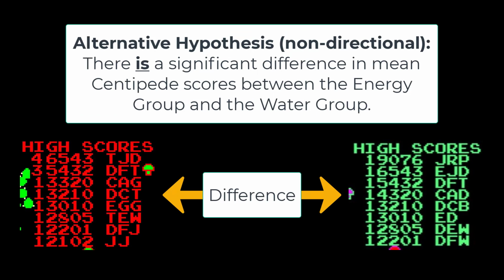The null hypothesis is countered by the alternative hypothesis, which does predict some sort of difference between groups. There are two versions of the alternative hypothesis. The non-directional version does not predict which group is higher or lower on the dependent variable. It just predicts that there is a significant difference. In our example, it predicts there is a significant difference in mean centipede scores between the energy group and the water group.